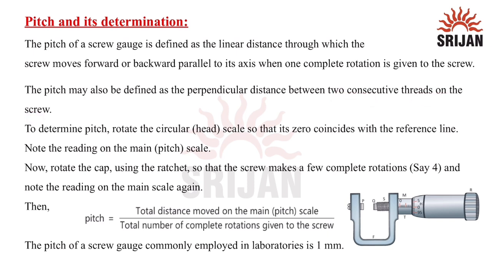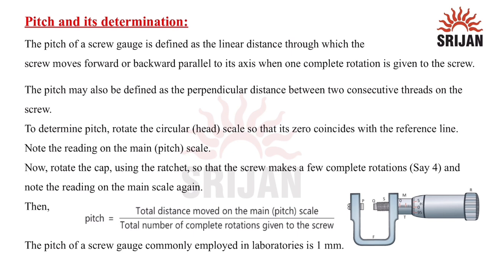Now, to determine the pitch, we rotate the circular head of the scale so that the zero coincides with the reference line, that is this line. Now we note the reading on the main or pitch scale. Now we rotate the cap using the ratchet so that the screw makes a few complete rotations, let's say 4. And now we note the reading on the main scale again.